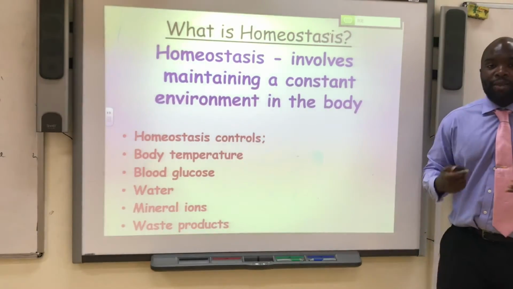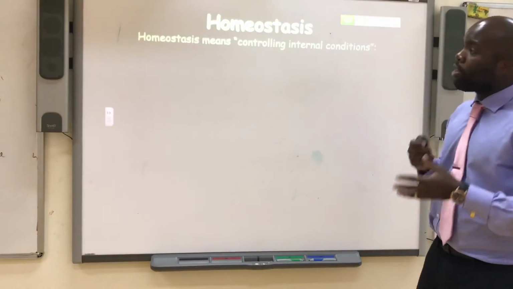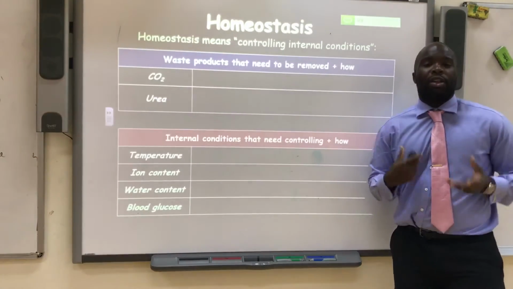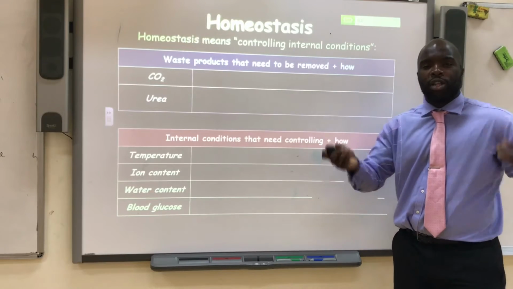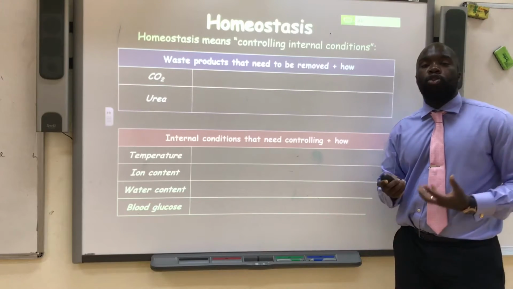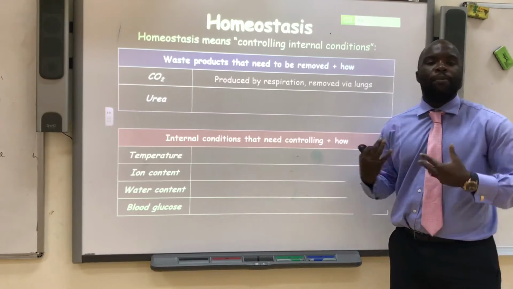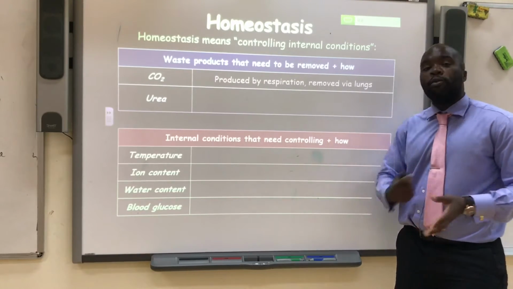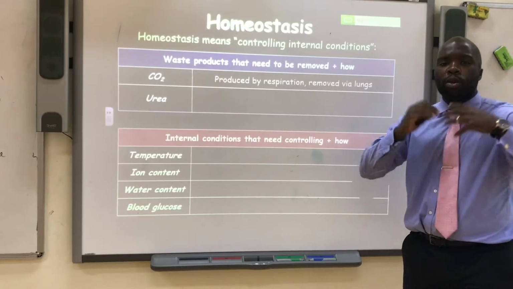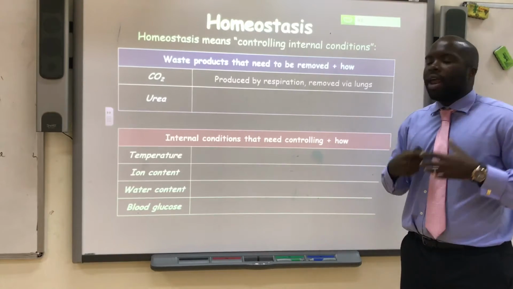Now, if we're looking at this process of homeostasis, let's look at these waste products. What are the waste products that need to be controlled? Two examples are carbon dioxide, which we've previously looked at. Carbon dioxide, as you know, is produced during respiration and is simply passed out of the body via the breathing process, via the lungs. However, we've got a new waste product that is unique, and we want to look at it in terms of the kidney, and it is urea.